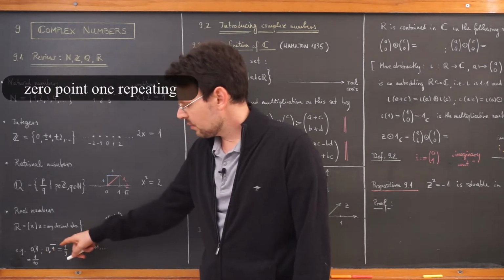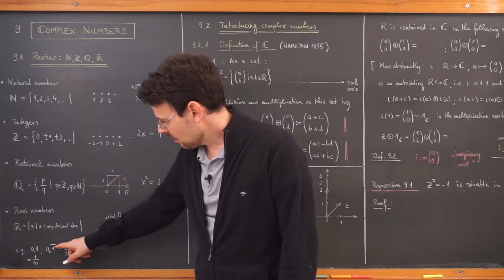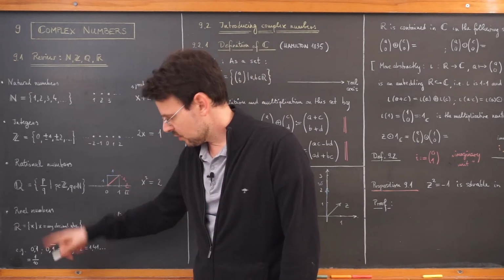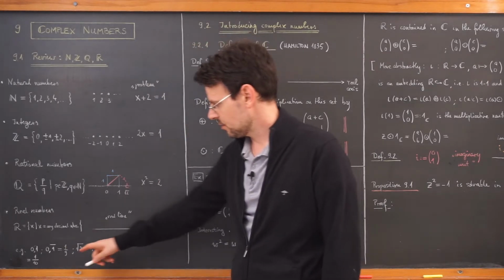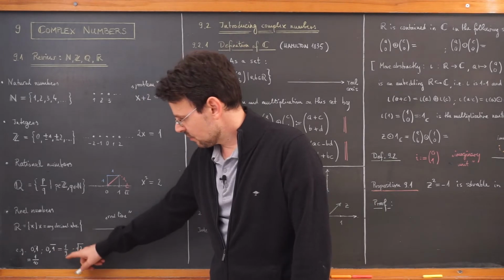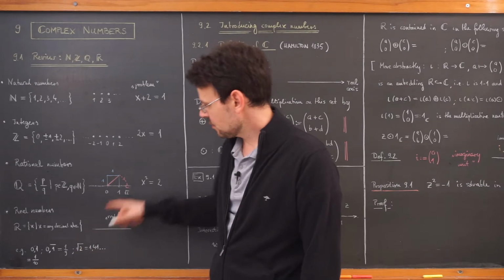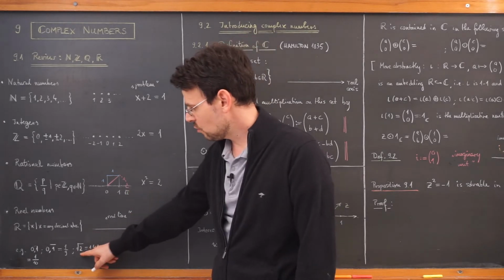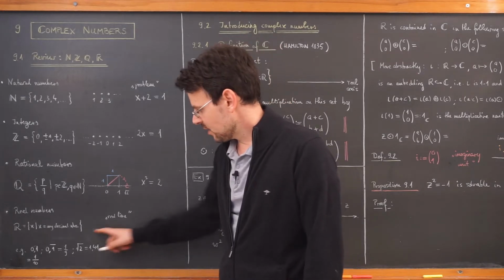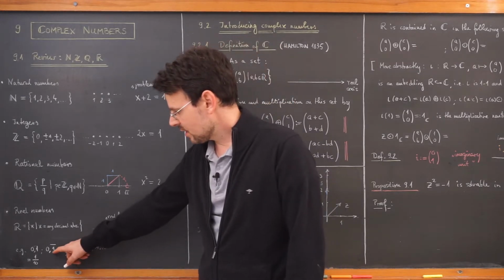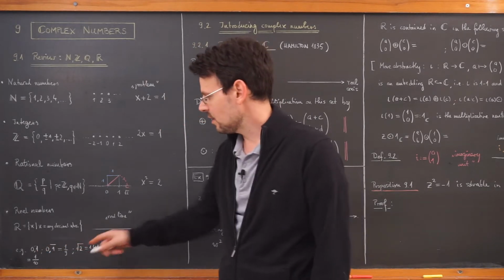0.1 period, no, that sounds wrong. So words are failing me. 0.111111, infinitely many ones. I don't know the English term. This could also be written as a rational number, 1/9. But then there's also stuff like square root of 2, which has 1.41 and so on, a decimal expansion that never gets periodic and never stops. And these are the irrational numbers.